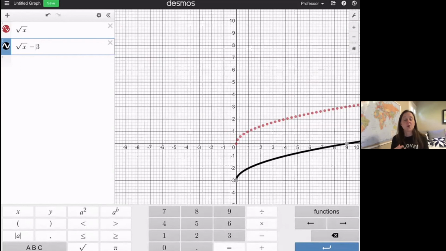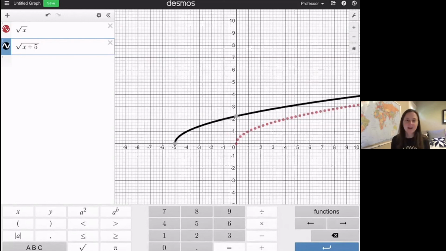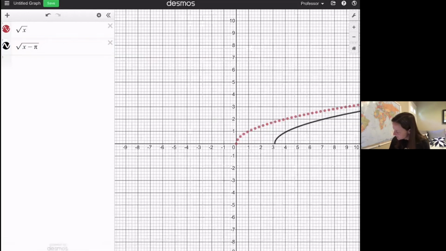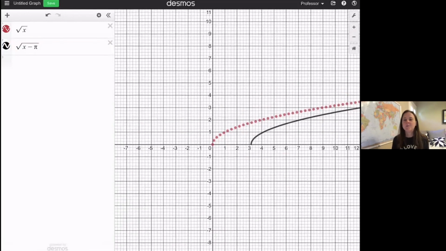If we want to affect a horizontal change on this graph, we're going to have to move inside the square root. So I'm now underneath the square root with the x, and if I do some addition, let's add 5, there we go. Again, adding feels like it should go to the right, but it actually shifts it to the left. It shifted left 5. Let's just do one more. Let's subtract something. How about pi? There we go. So we've subtracted pi, and it moved it to the right, 3.14159 tick marks.